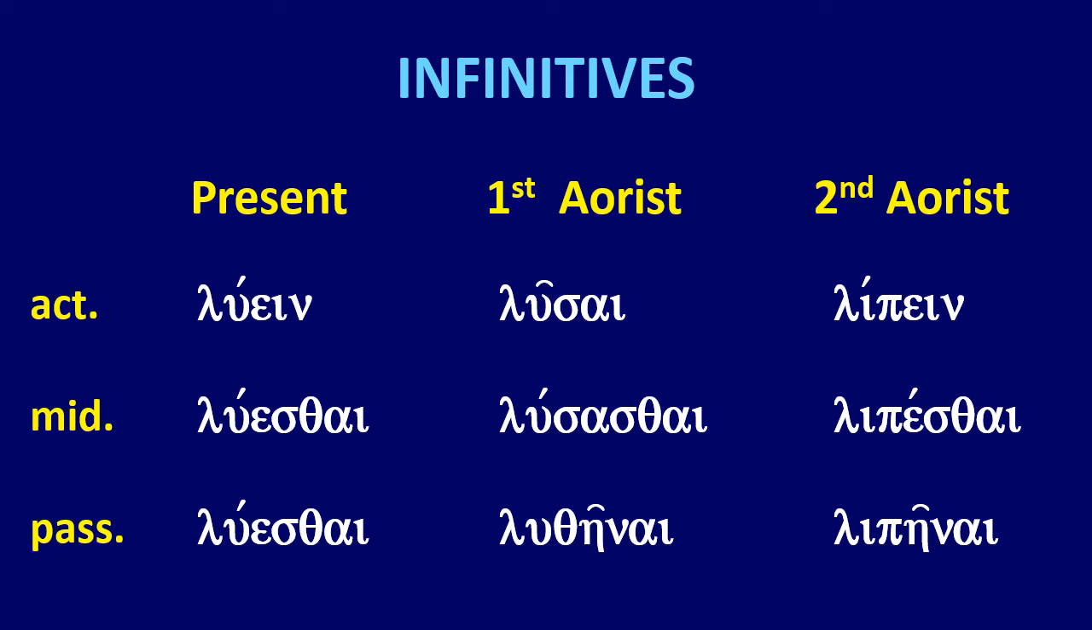And then second aorist middle voice, lipesthai, that would be translated or understood to leave oneself, middle voice. Remember, it's self-interest in the middle voice. And then second aorist passive voice infinitive would be lipenai, would be translated to be left.